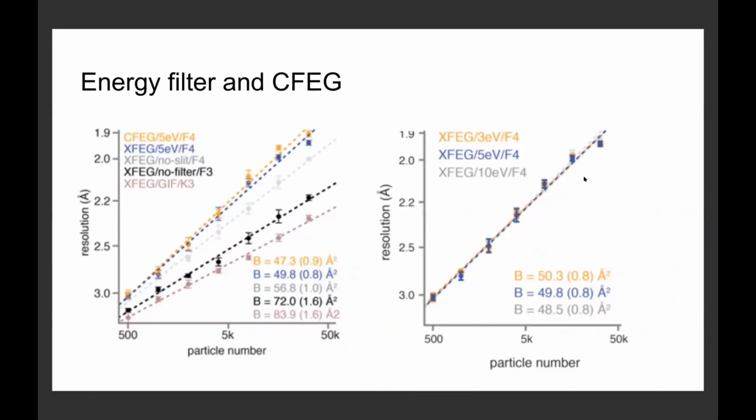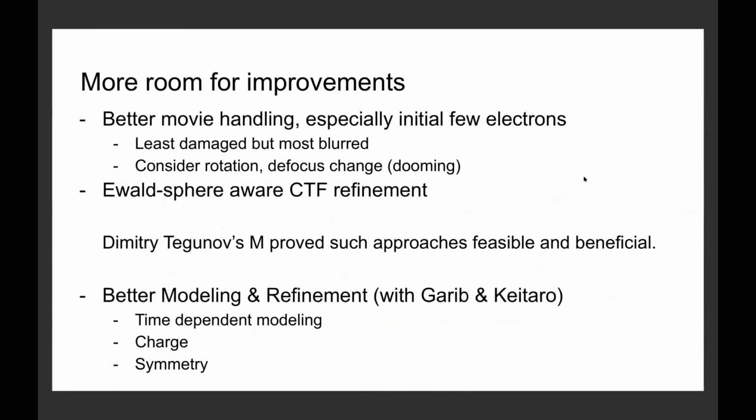And we did several comparisons of different energy filters and their parameters; for the details, please look at our paper in Nature. But this is not the end of the story. There is still more room for improvement. For example, currently the Bayesian polishing is not yet perfect.